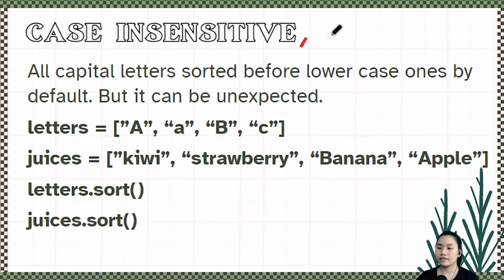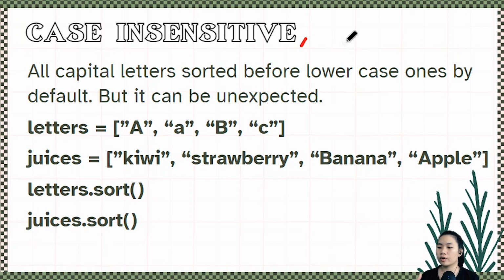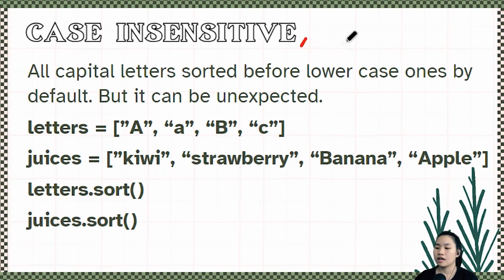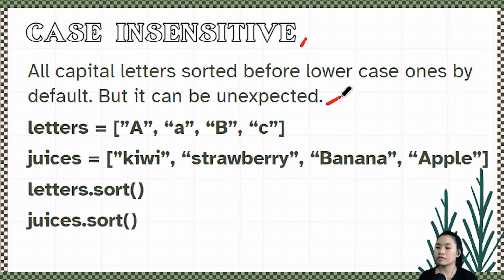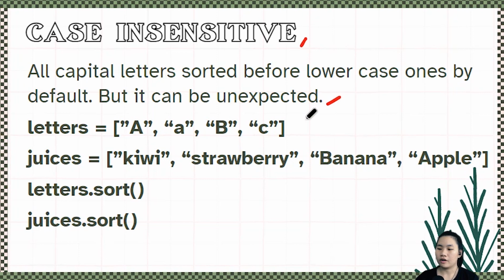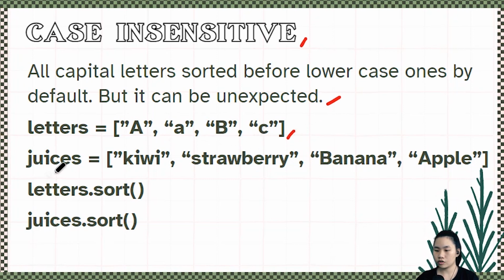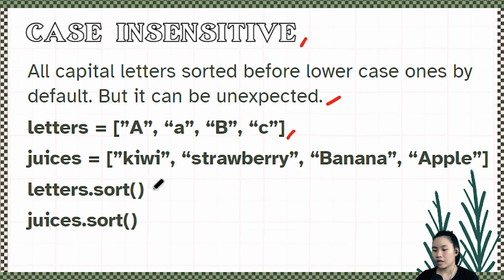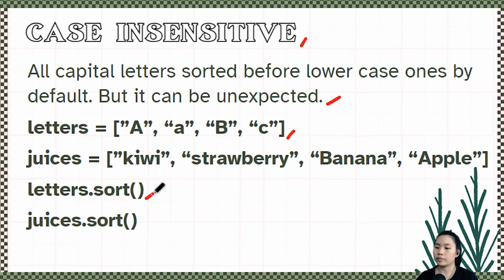Next up, we'll work with case insensitivity. All capital letters are sorted before lowercase ones, so that means that capital letters have a higher precedence. But this sorting can sort of be unexpected based on the values that we're giving the sort method. Now I have a list of letters A, B, and C, all different cases. Some are lowercase, some are uppercase. Now you can just simply use .sort(). It's sort of the default behavior of the sort method. You don't need to specify anything further.